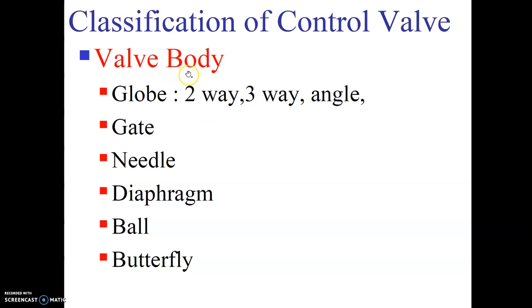Now, depending upon the valve body, there are various types of control valves. Most commonly used is globe valve. Globe valve is of two types: single-seated and double-seated. Later on, we will see the details. Now, here there are two categories: vertical sliding stem and rotary valves. Ball valves and butterfly valves are rotary valves, and remaining ones are sliding stem type of control valve based on the valve body.